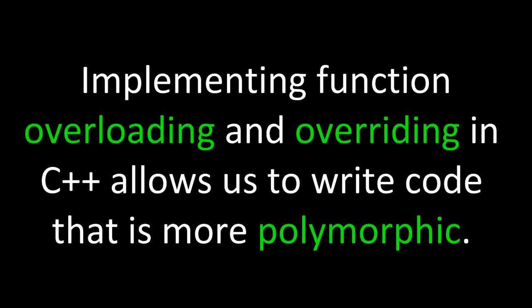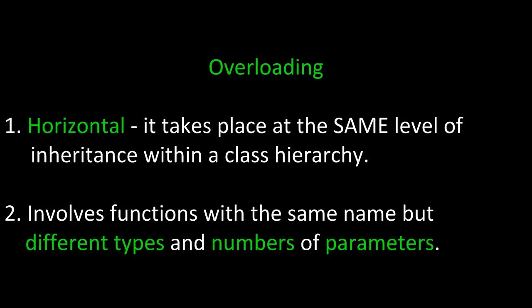Implementing function overloading and overwriting in C++ allows us to write code that is more polymorphic. Overloading is horizontal. It takes place at the same level of inheritance within a class hierarchy. It involves functions with the same name but different types and numbers of parameters.